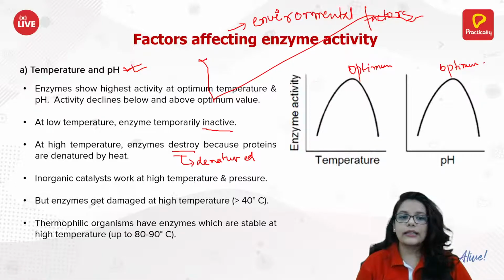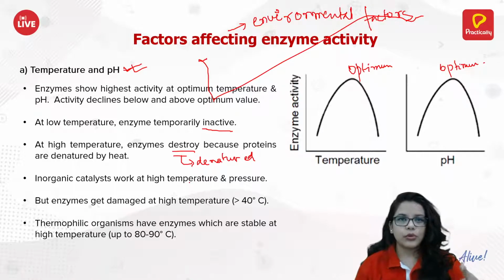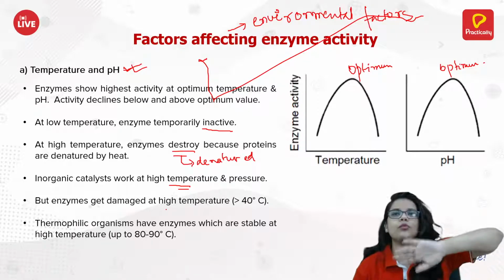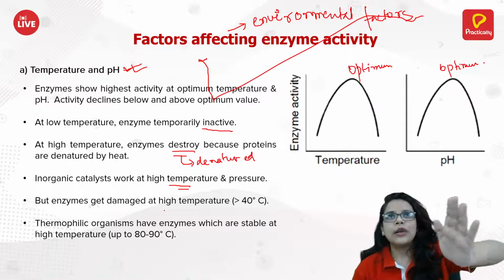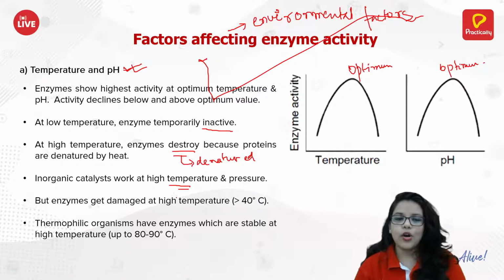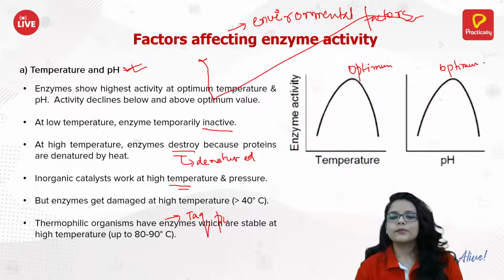Now, inorganic catalysts, which are not organic in nature and not proteins, actually work at high temperature and pressure. But enzymes work only at a particular range. As I said, most enzymes work from 25 degrees Celsius to 37 or 38 degrees Celsius. Apart from Taq polymerase, which is produced by Thermus aquaticus, which we just discussed.